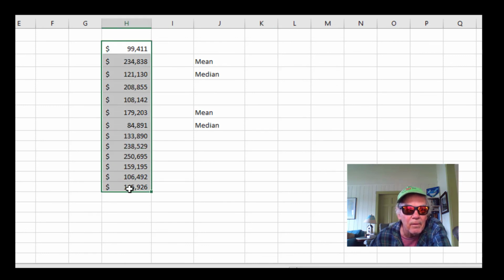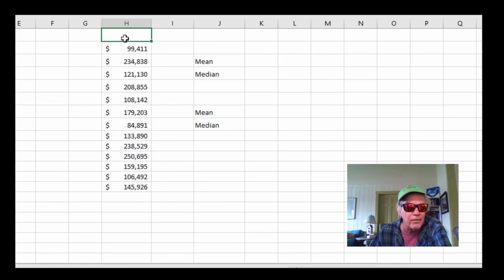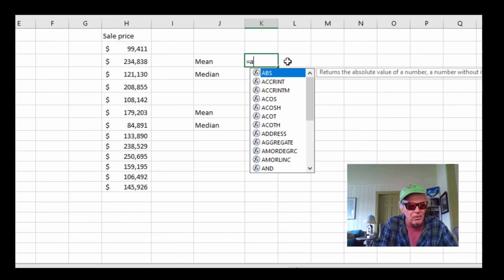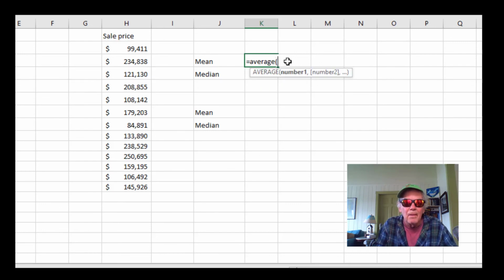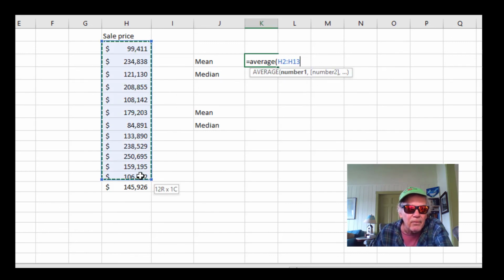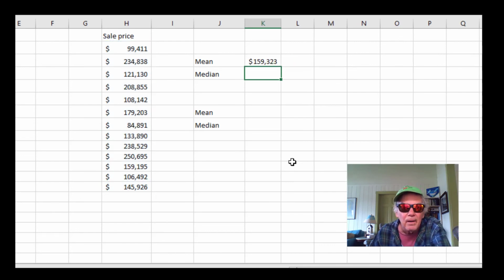All right, so here's a scenario. There are houses that were sold, let's say, in Covert, Michigan, or South Haven, Michigan, during a year. So this is the sale price of houses. And let's find out what the mean is. So equals the average of all these. So the average sale price was $159,000.